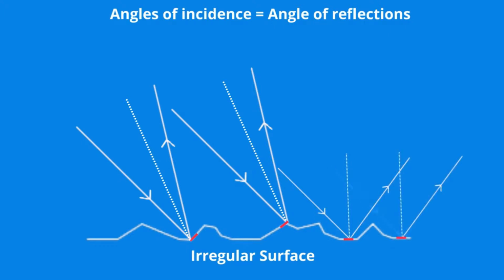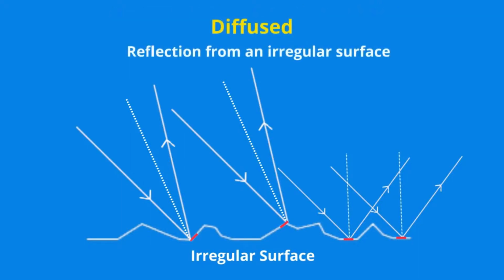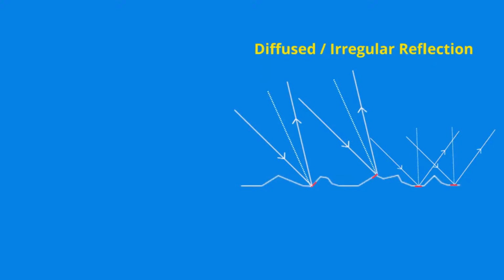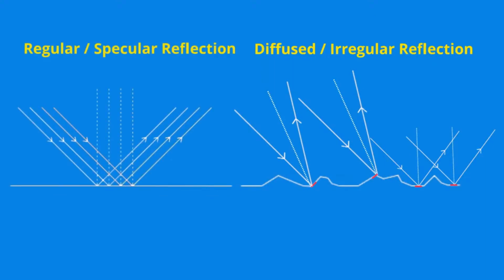So are the reflected rays traveling in a group parallel to each other? Not really. In this case, each reflected ray is traveling in a different direction. Such a reflection from an irregular surface is called diffused or irregular reflection. Reflection from a smooth surface is called regular or specular reflection, while a reflection from an irregular surface is called diffused or irregular reflection.